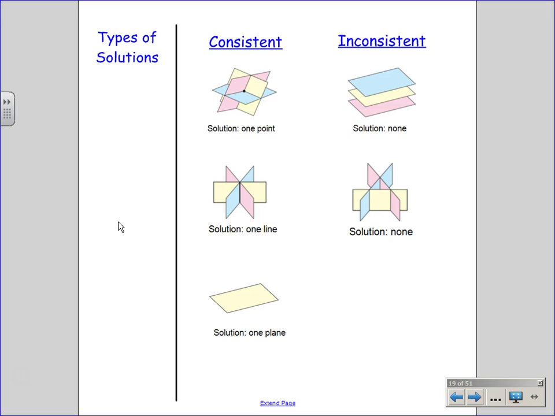Types of solutions. We have consistent and inconsistent. Consistent, remember? Uh-oh. Consistent. Didn't I say finitely many solutions? Does anybody see a dilemma with that?